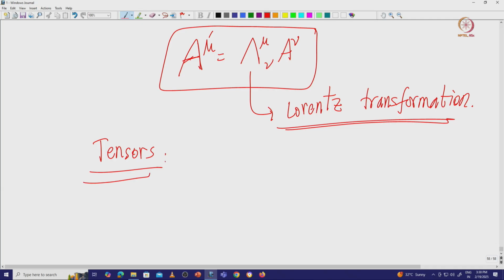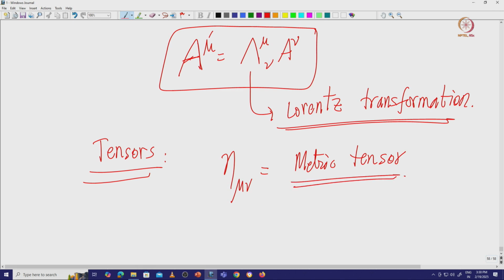Objects with 2 indices are called tensors. For example, you have already seen a metric tensor. Are there any other tensors in nature which we will use essentially?